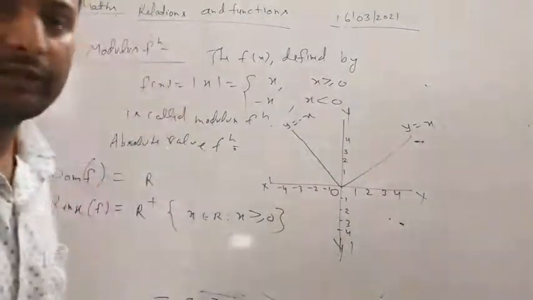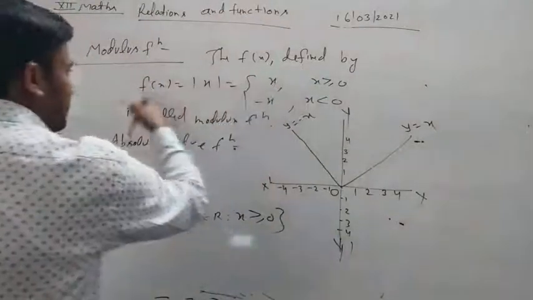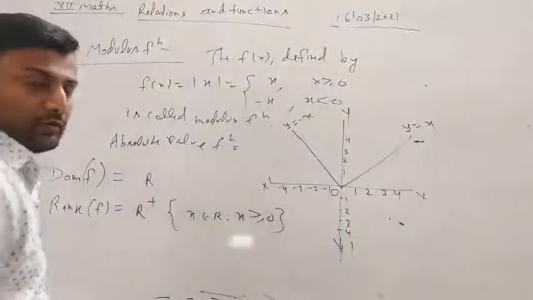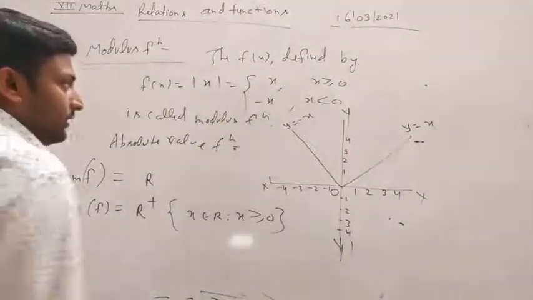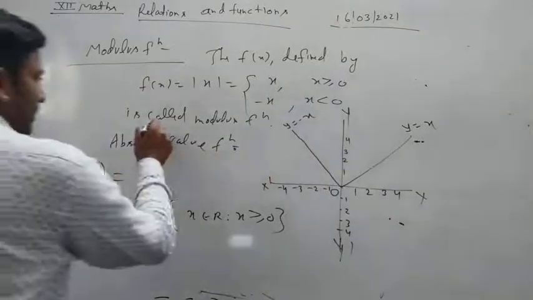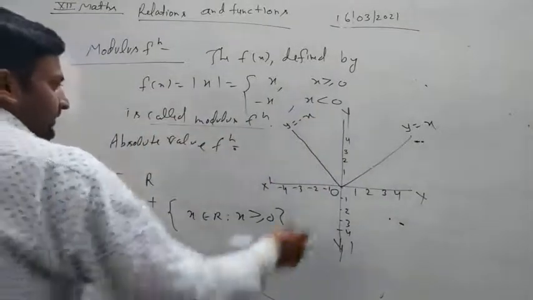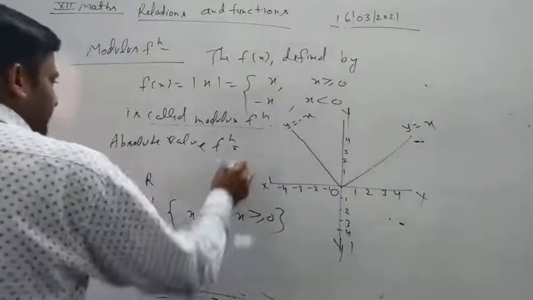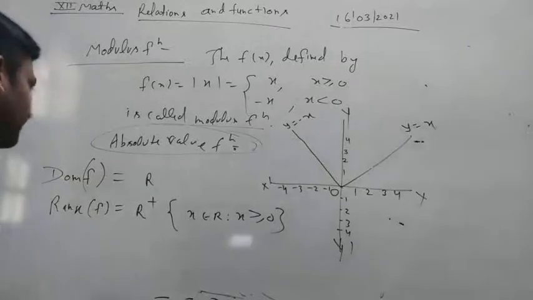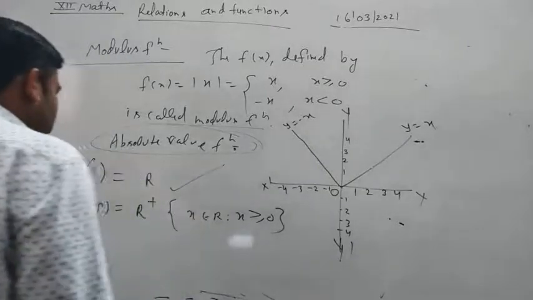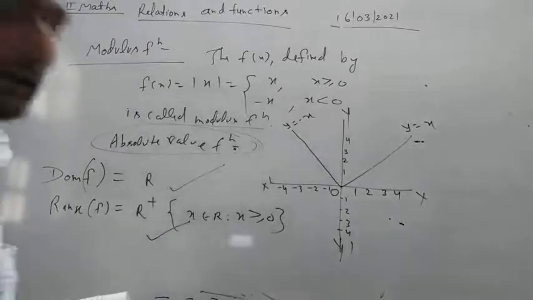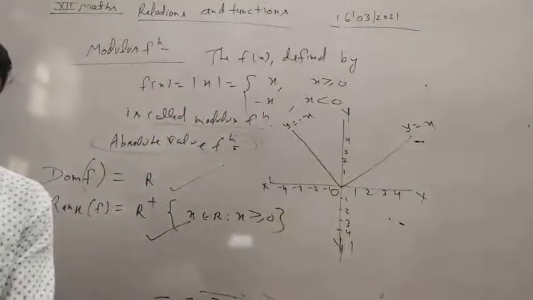I hope you understand. Our function is defined by f(x) = |x|, which gives positive x when x is greater than or equal to 0, and the negative sign when x is less than 0. This is called the modulus function, and its graph is this. The modulus function is also known as the absolute value function, and its domain is the set of real numbers and its range is the set of non-negative real numbers. I hope you understand, students.